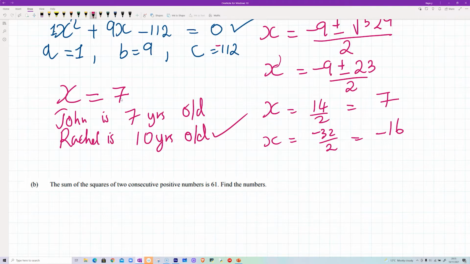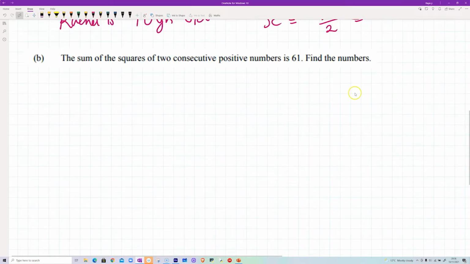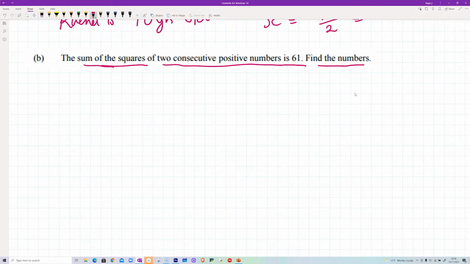Now let's do part B, which is right here. We are told the sum of the squares of 2 consecutive positive numbers is 61. Find the numbers. Consecutive, what does that mean? And these numbers have to be positive, by the way.